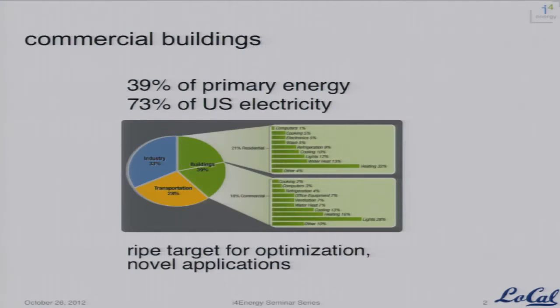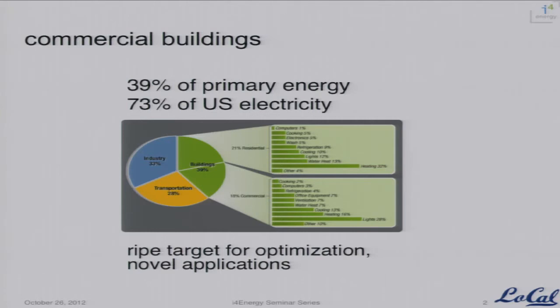Just for a cursory overview of why we're in commercial buildings, the basic answer is energy. They're 39% of primary energy and 73% of electricity consumed in the United States. And they're also a huge ripe target for optimization and novel applications and doing things differently because there's so much energy.